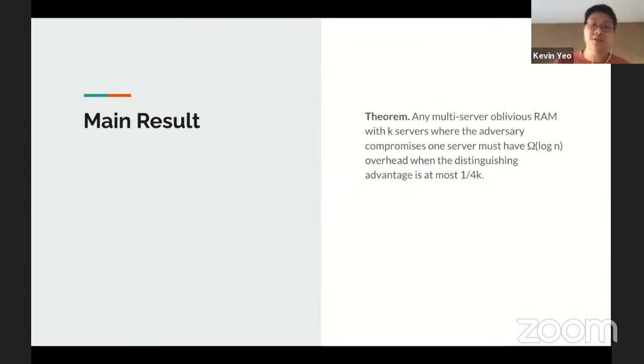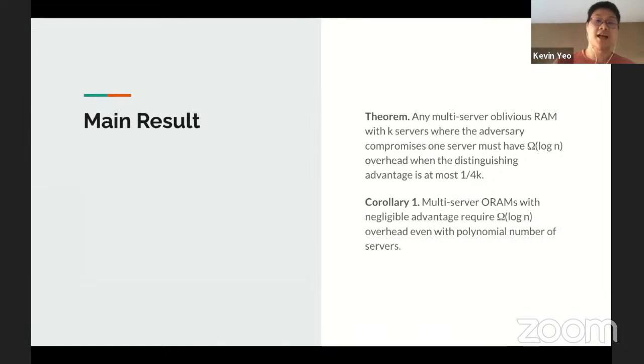Essentially, we show that any multi-server Oblivious ORAM with k servers, where the adversary compromises just one server, must have omega log n overhead, so equivalent to the single server ORAM, when you want distinguishing advantage at most 1 over 4k. I want to quickly say that this theorem also immediately implies any result where the adversary compromises more than one server, because it's harder to construct than when the adversary compromises one server. And there are also two very strong corollaries that immediately apply.